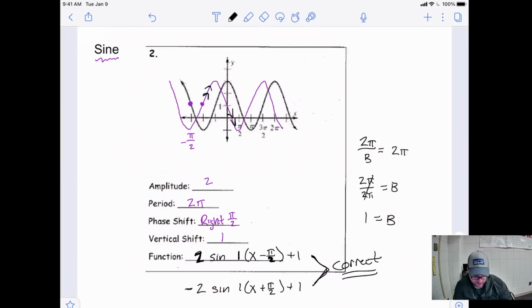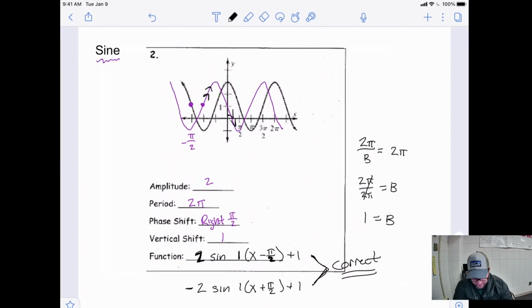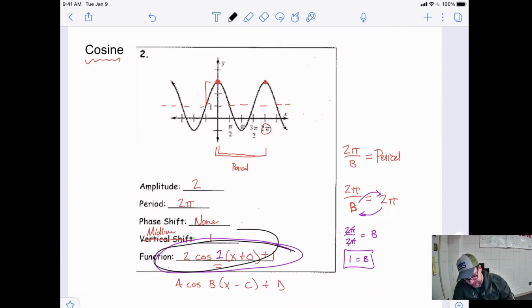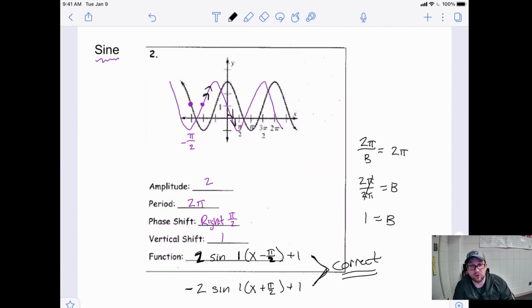Both of these are correct. So it's important to realize the similarities and differences between them. Now, this graph was the exact same as this graph. So another piece you should take away from this is that every graph can be written as either a cosine or a sine function. And sometimes there's multiple representations of these.